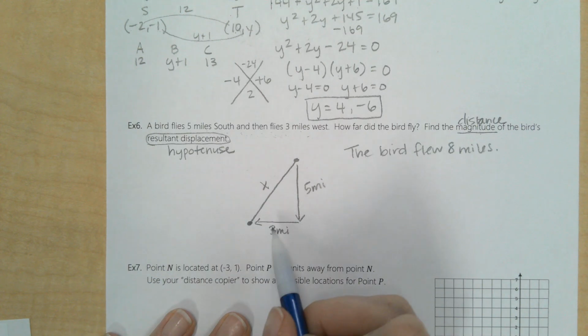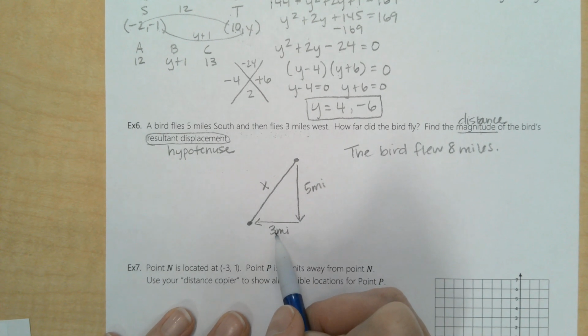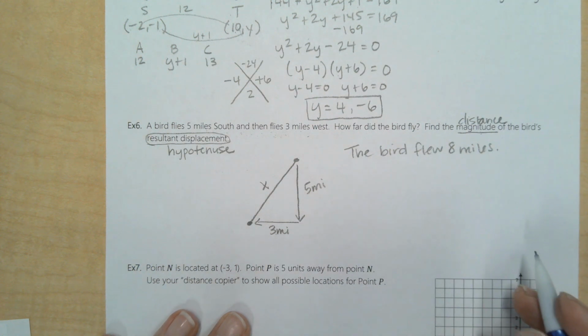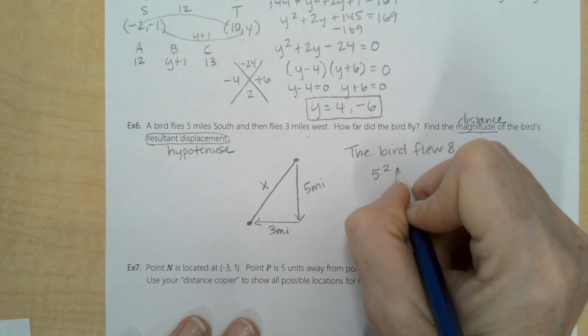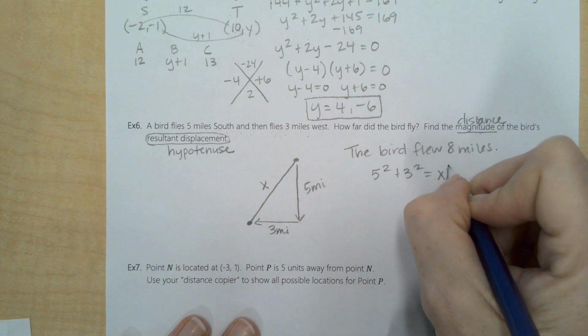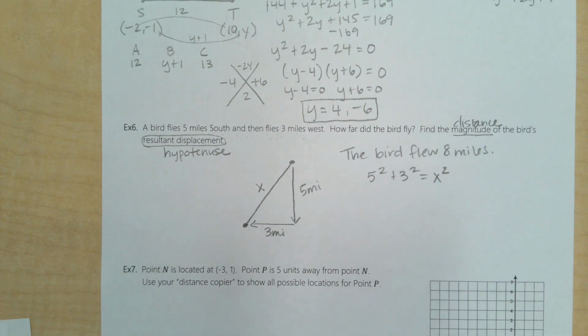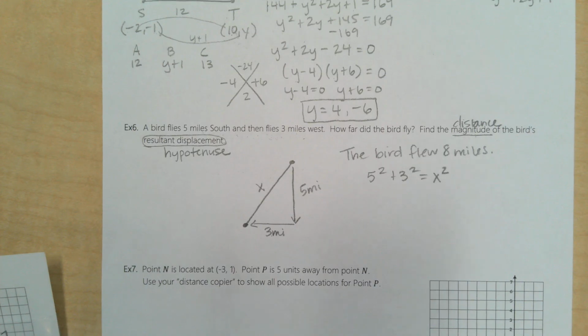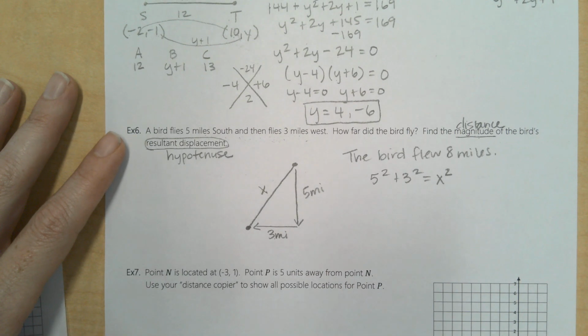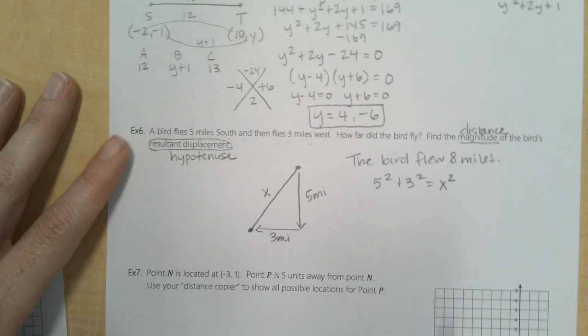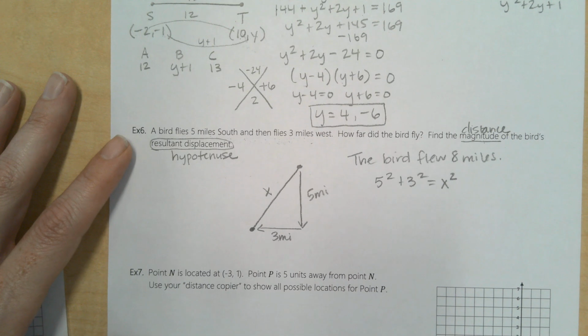In this instance, we cannot use the distance formula because we don't have points. We have to use the Pythagorean theorem. How do we set it up? Equals x squared, right? Does everybody understand how to set it up? We're going to have to stop here because we're about running out of time. But I do have some practice for you.